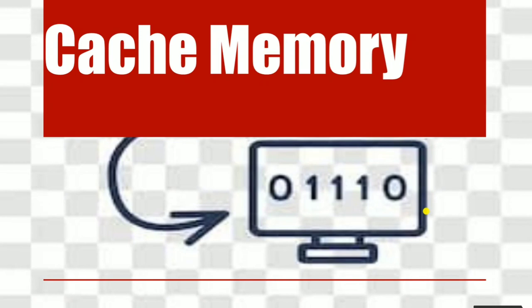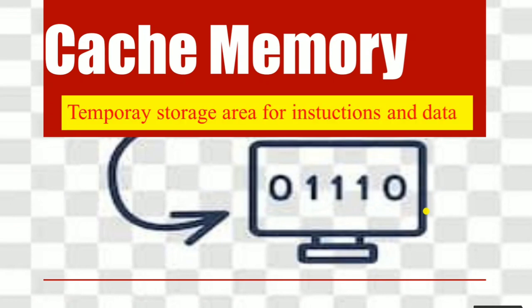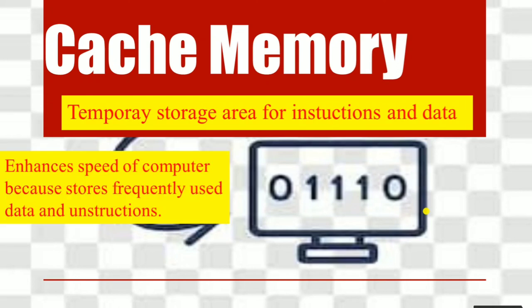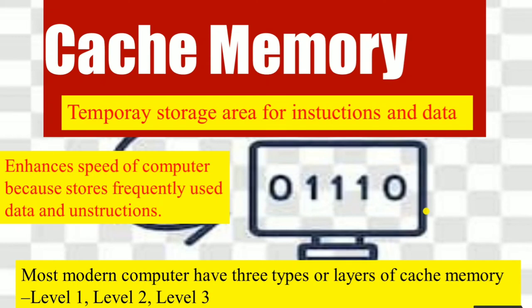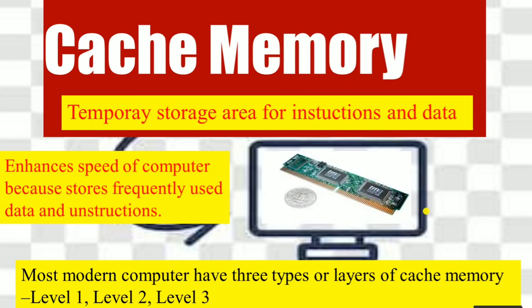Let's move to cache memory, which is the third type of memory. And cache memory is a temporary memory. It is a temporary memory that holds instructions and data that the computer is using frequently, and it enhances the speed because it is storing the data there near the processor. And most modern computers have three layers of cache memory, that is level 1, level 2 and level 3. So this is all about this chapter, and you can see this diagram also here, which is showing you cache memory. How does it look like?